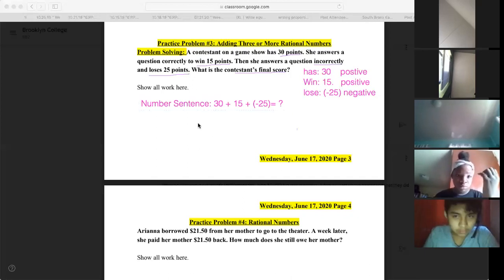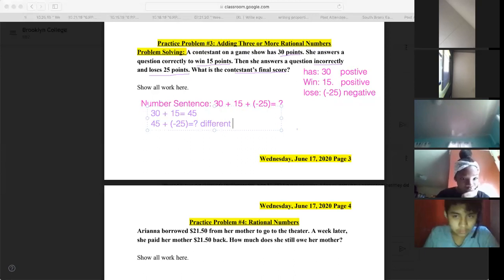So now we're going to add 30 plus 15, Melanie. That is not so bad. You could do this. 30 plus 15 is how much? 45. Good girl. And now you're going to take 45 plus negative 25. What do you notice about the signs? The same or different? Same. No. That 45 and negative 25?